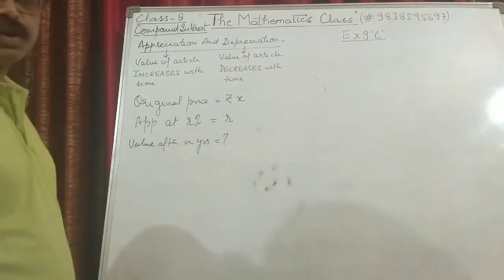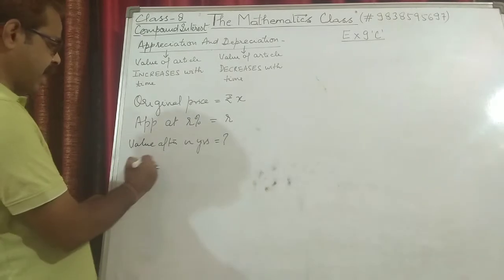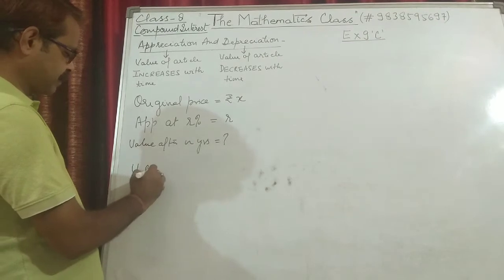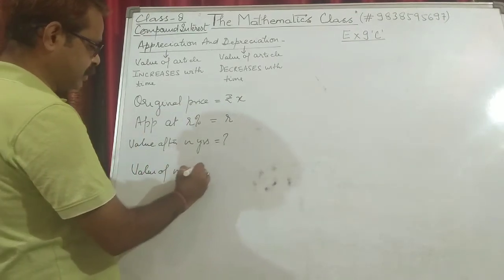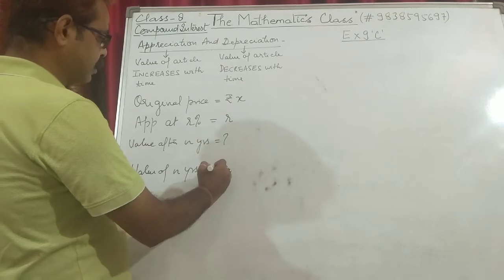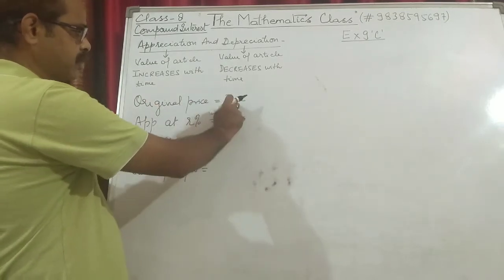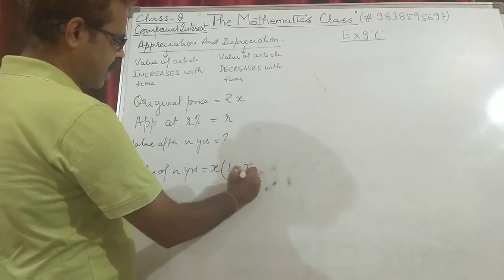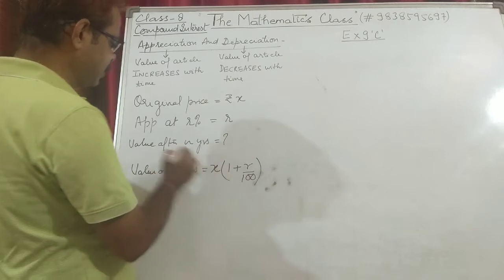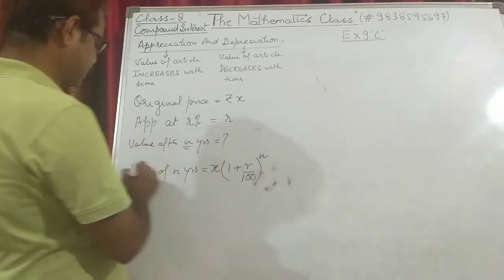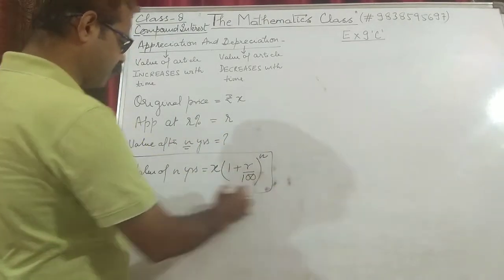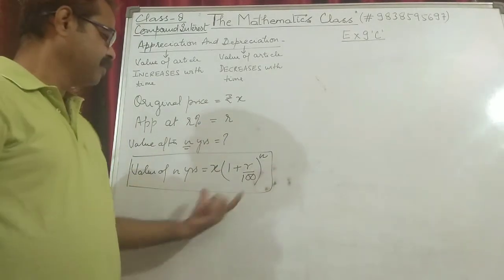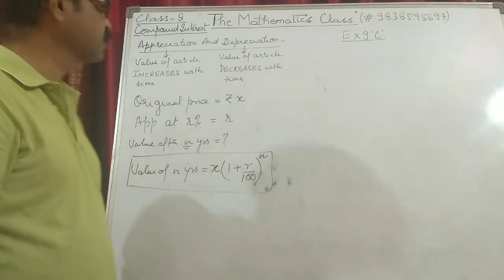So we generally use the formula of compound interest, and its value after n years will be X, the original price, into 1 plus R upon 100, to the power n, for n years. This is the formula for appreciation. Whenever the value of anything increases, or appreciates, we use this formula.